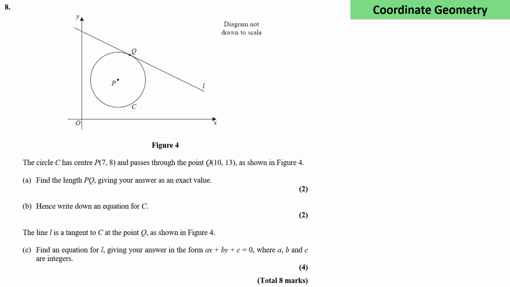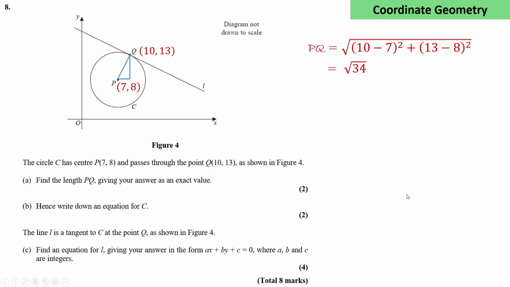Let's move on to a circle problem. We're told the circle C has centre P, 7, 8, and it passes through the point Q, 10, 13. We're asked to find the length of PQ, giving the answer as an exact value. Well, this is simple Pythagoras. It will be the square root of 10 minus 7 squared plus 13 minus 8 squared. So that's the square root of 34.